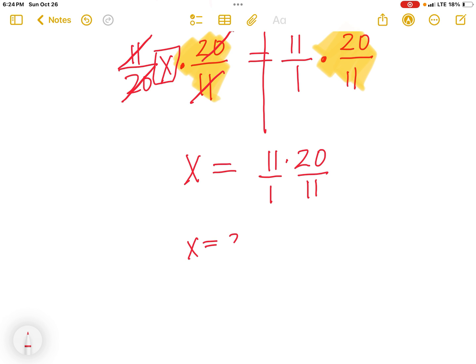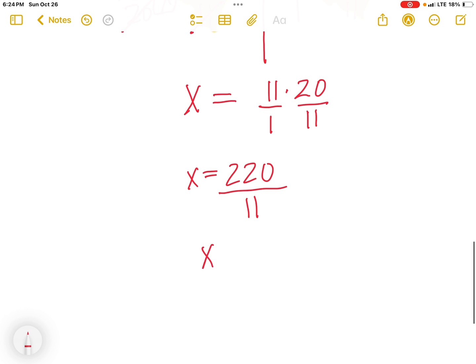So x is equal to 220 divided by 11. We want to make sure we simplify. So 220 divided by 11 would simplify down to 20. So x is equal to 20. And this would be my final answer.